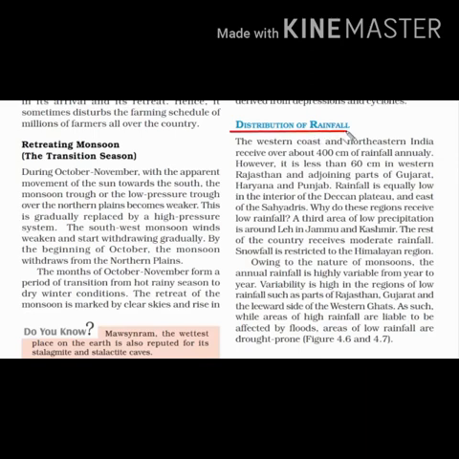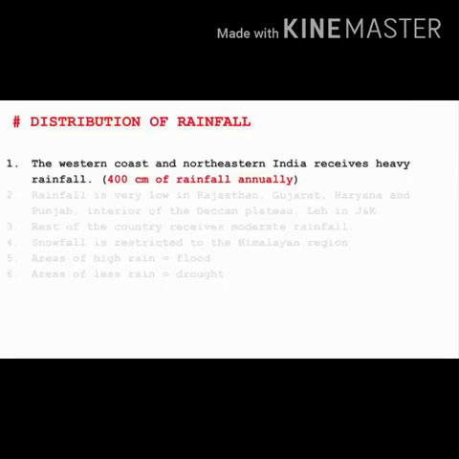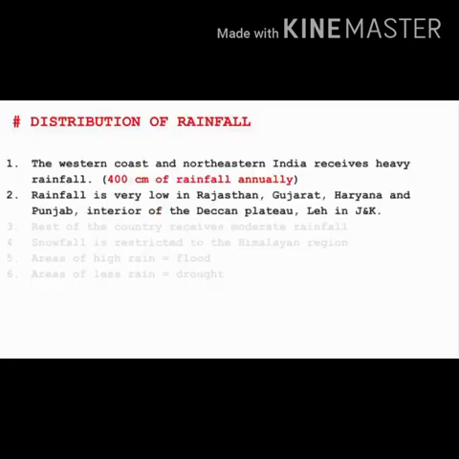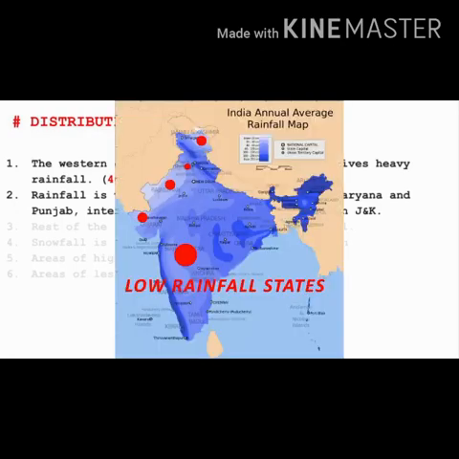Now let's read about the distribution of rainfall. So in India, only the western coast and the northeastern India receives heavy rainfall. We are talking about 400 centimeter of rainfall annually. Just look at this map and you will be able to see what I mean. Now the areas that have the opposite, that is low rainfall, are Rajasthan, Gujarat, Haryana, Punjab, interior states of Deccan Plateau, Leh and J&K. So these are the areas that have very less rainfall.